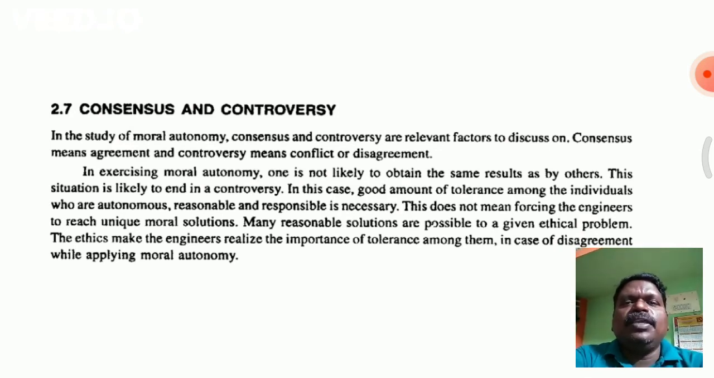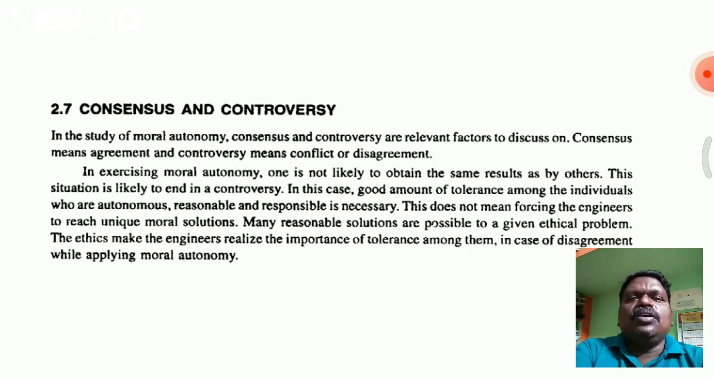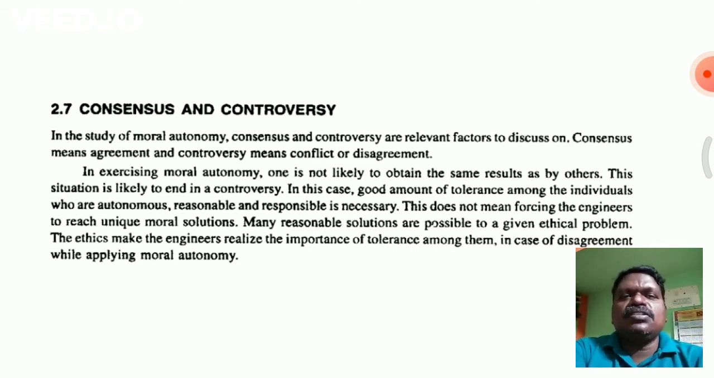For example, if you are in a situation to find a solution for the moral dilemma, automatically moral autonomy comes into picture. So if you are exercising moral autonomy, one is not likely to obtain the same results as others. So there comes a controversy. So a good amount of tolerance is needed for any professionals to overcome all this. So when you are autonomous, being reasonable and responsible is necessary. This does not mean forcing the engineers to reach unique moral solutions. So that is the main thing. It is not about making unique moral solutions compulsory. It is about the tolerance and the space that you are utilizing. So that's the main aim of understanding these words, consensus and controversies.